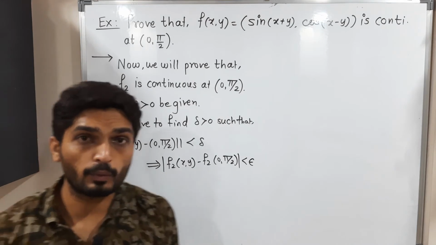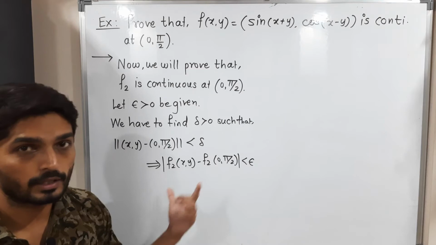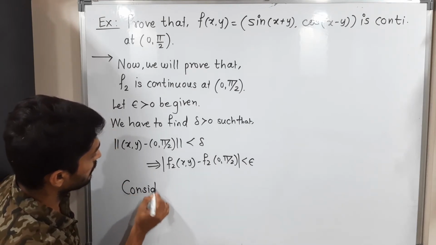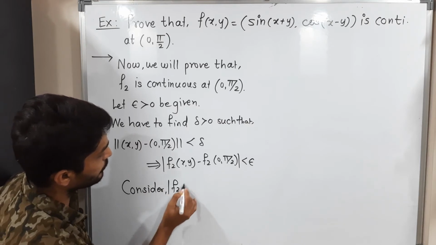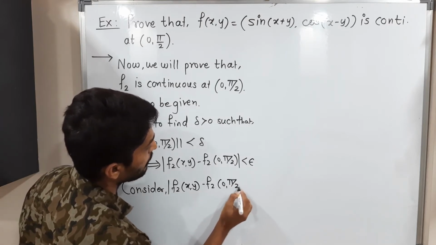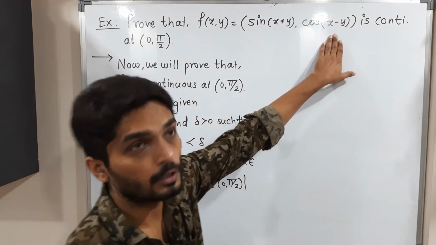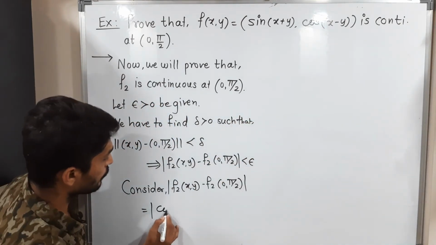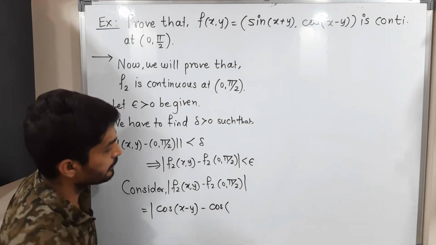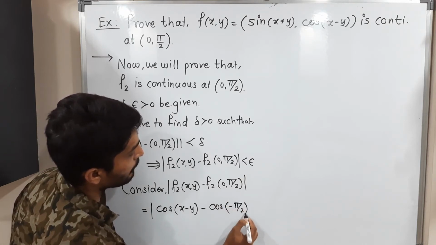Okay, so you know well what I will do after this. I will start to solve by considering this mod. Let us find its value. So consider mod f2 of xy minus f2 of (0, pi by 2). Mod f2 of xy, that means the second component function, cos x minus y. So I will write cos x minus y minus f2 at (0, minus pi by 2), so that means simply I can write minus pi by 2.